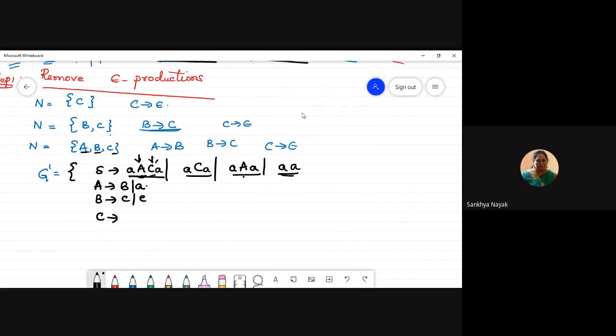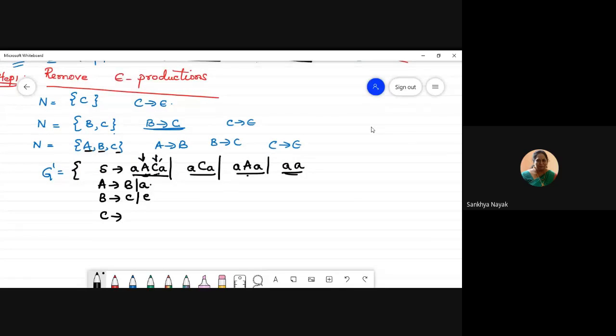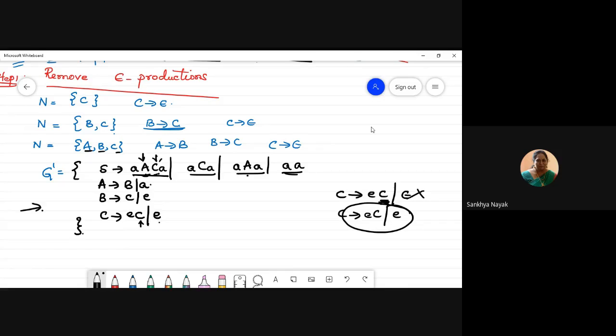You have C derives EC or epsilon, right? C derives EC or epsilon. So once EC will be written as it is, and then I will make C as nullable. So I have E, and we'll remove epsilon from that. I hope this is clear. You had C derives EC or epsilon. This is nullable. So first time I'll write it as it is, and second time I'll make C as nullable, and we'll remove epsilon. So this is G dash after removing the epsilon productions. Now what about the next step?